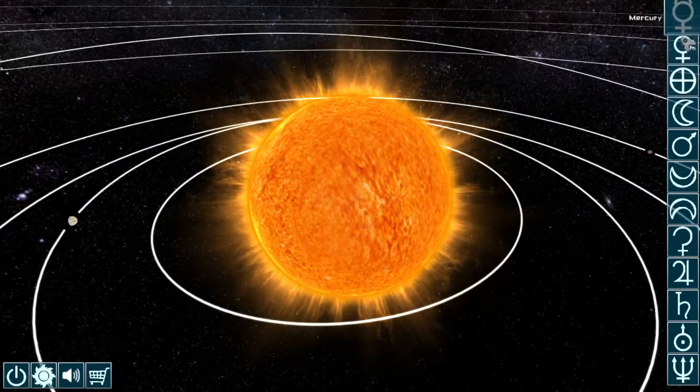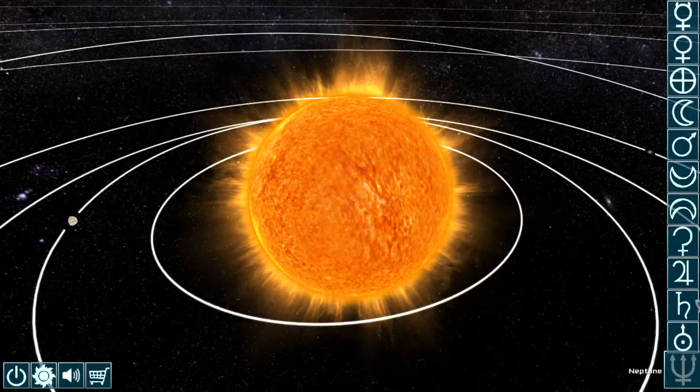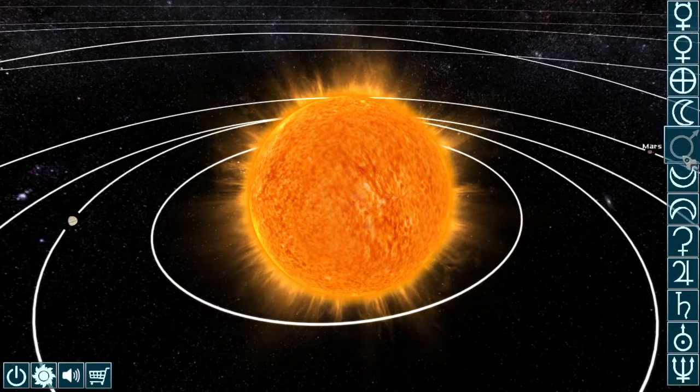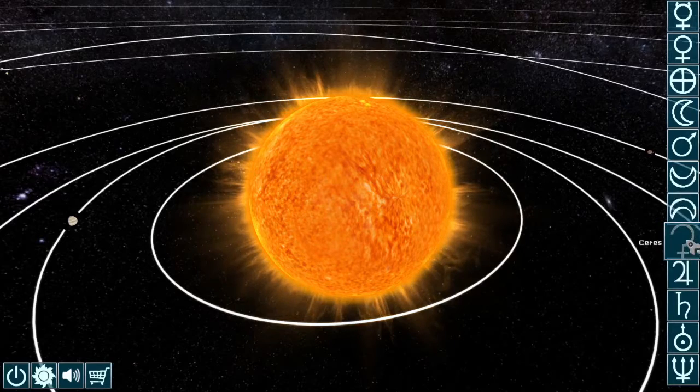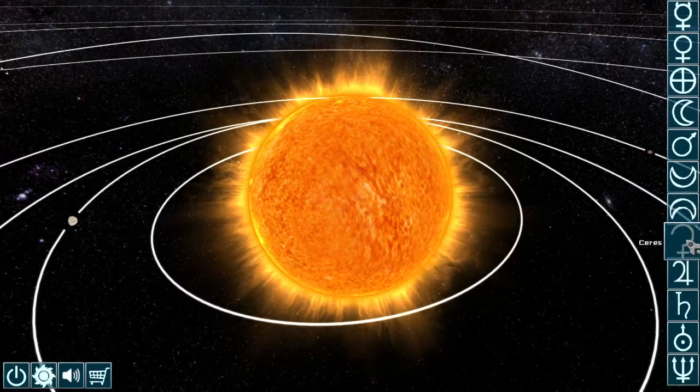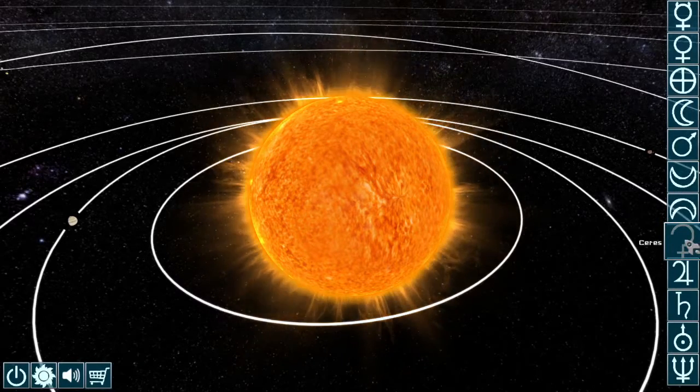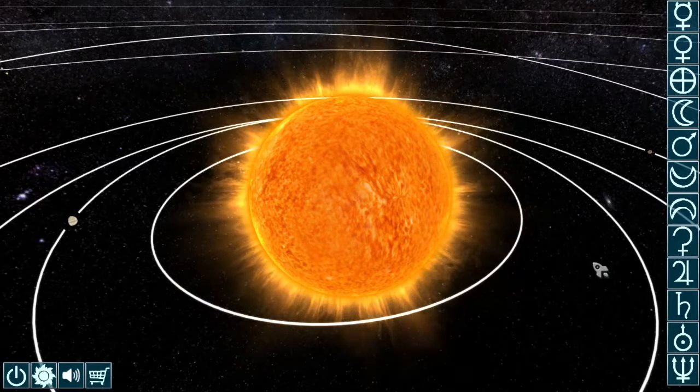If you look on the side here, you can see the different navigation buttons. We can go to the different planets, and you can go to the different moons and dwarf planets. There's a dwarf planet called Ceres that's between Mars and Jupiter. That's very important. It's interesting because it's got volcanoes of ice.